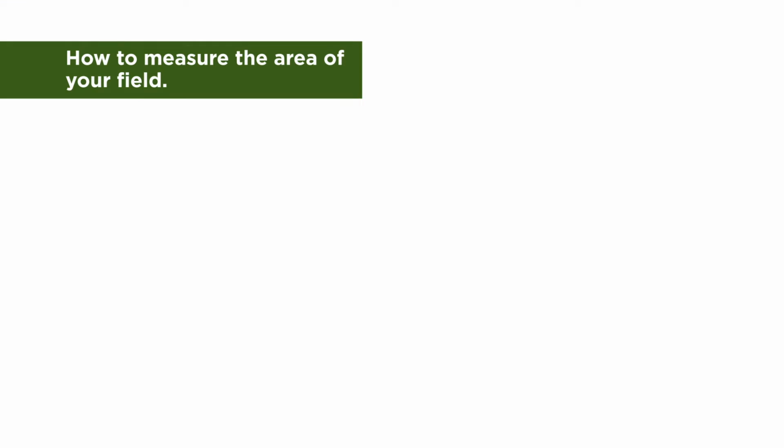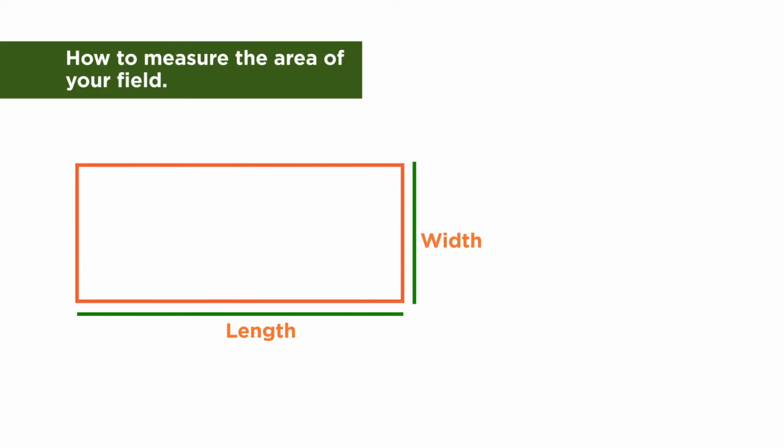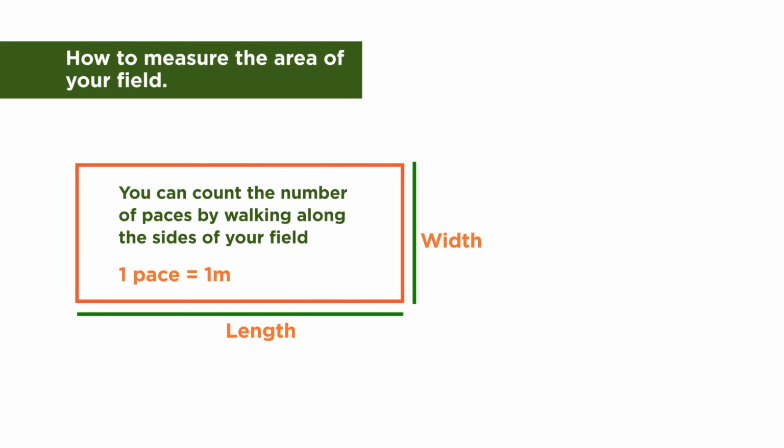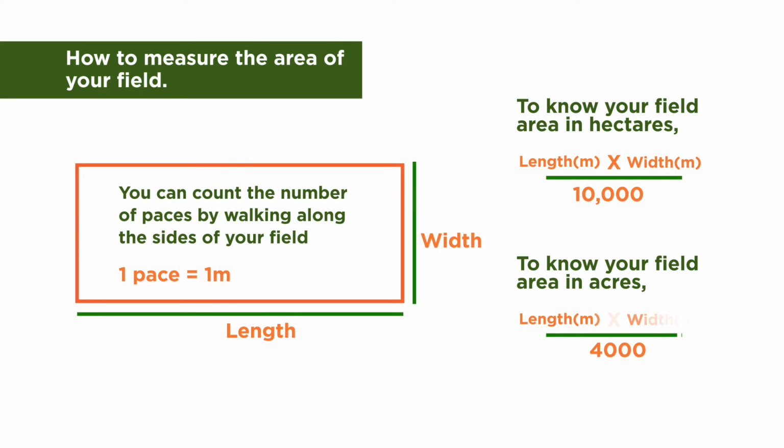First, let's talk about how to measure the area of your field. If your field is rectangular, you only need to measure the length and width of your field. You can count the number of paces by walking along the sides of your field because one pace is about 1 meter. To know your field area in hectares, multiply length and width in meters and divide by 10,000. To know your field area in acres, multiply length and width in meters and divide by 4,000. Remember, 1 hectare is 2.5 acres.